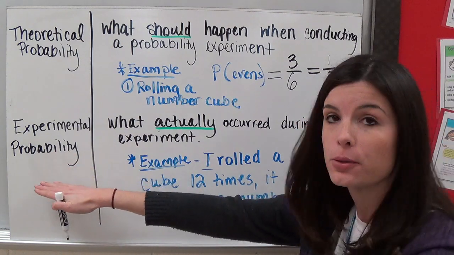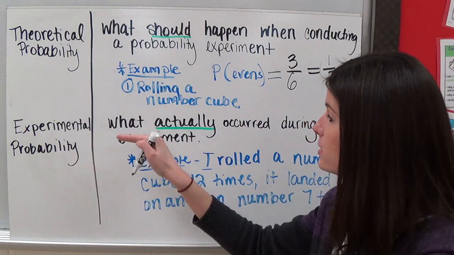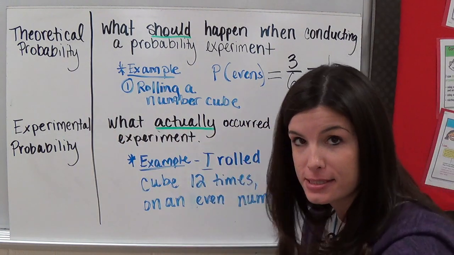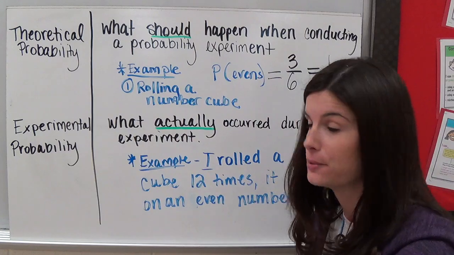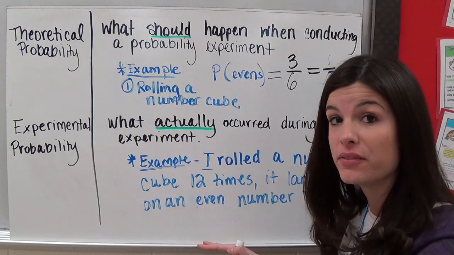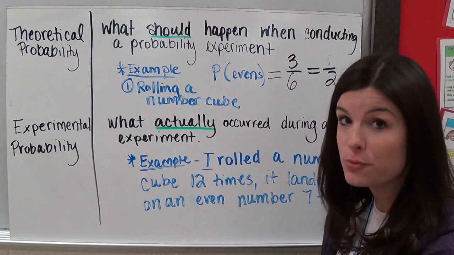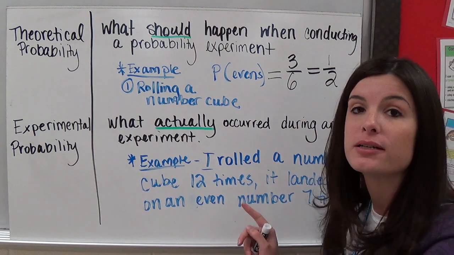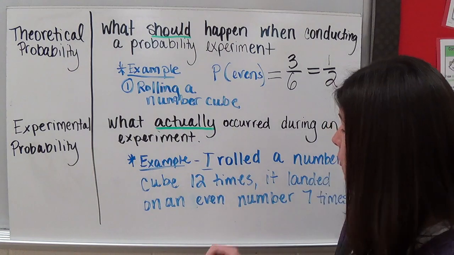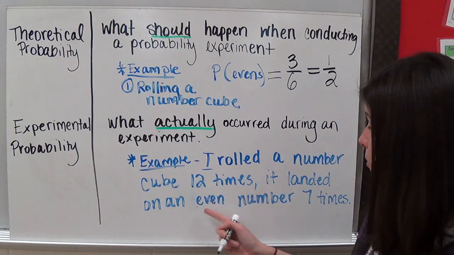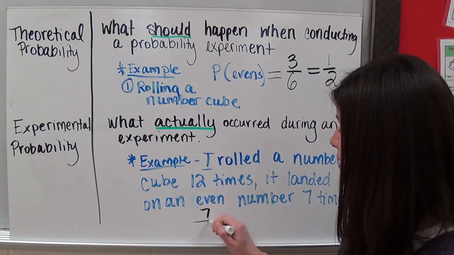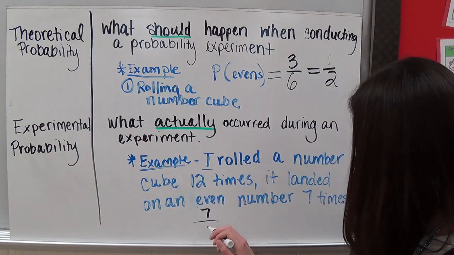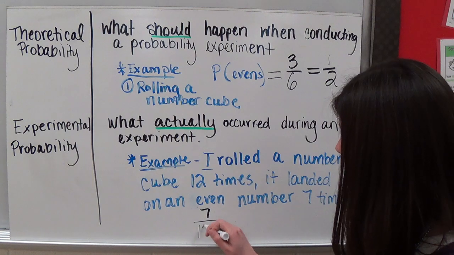Okay, experimental probability is a little different. It's what actually occurred during an experiment. So you did the experiment and what actually did happen. Okay, an example of this would be that you actually did roll the number cube 12 times and it landed on an even number 7 times. So how many times did we land on what we're looking for? An even number 7 times, and then the total times that you rolled the number cube would go as the denominator, and that would be 12.